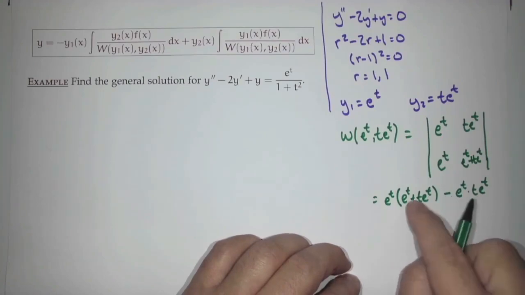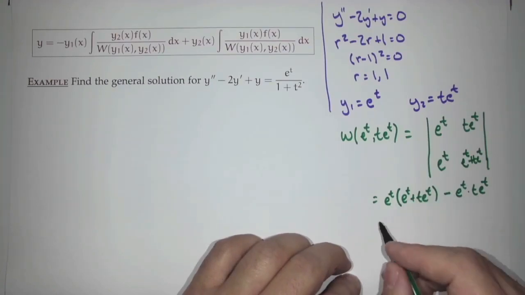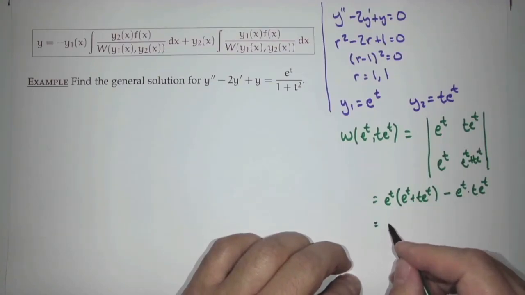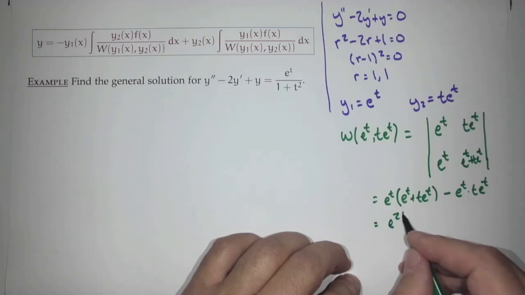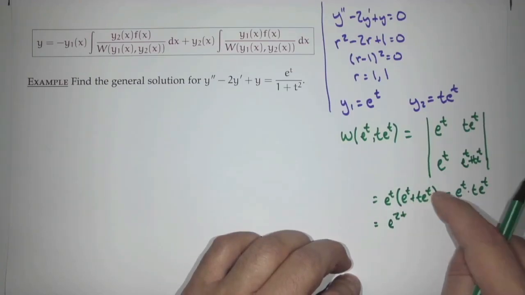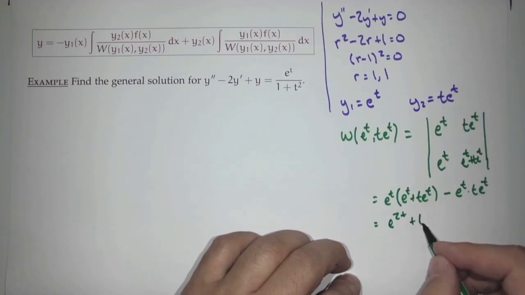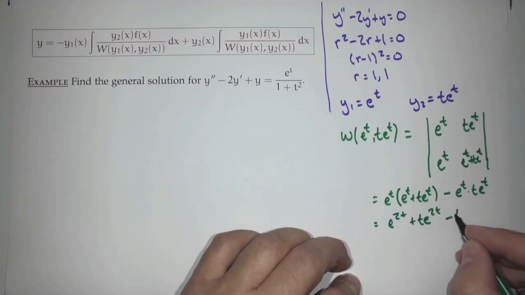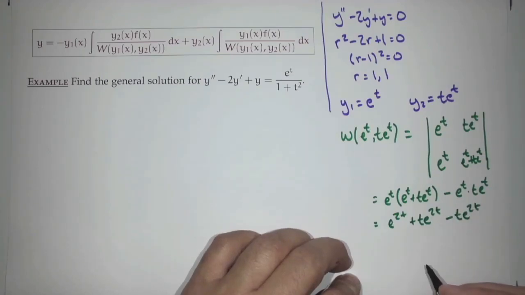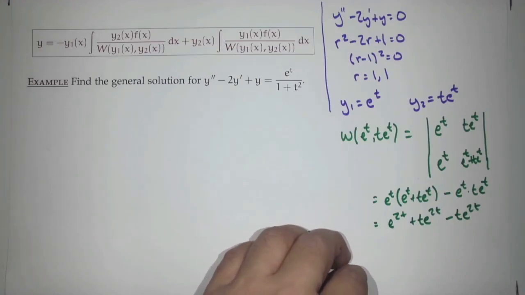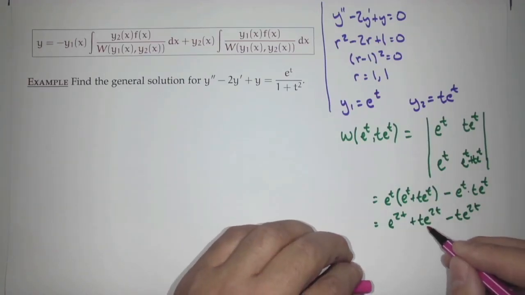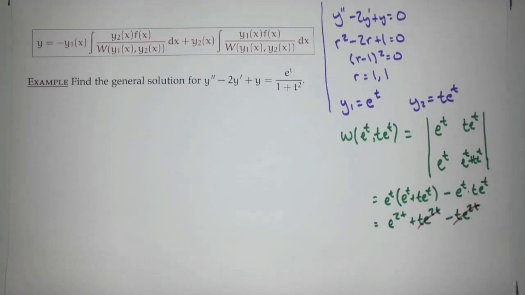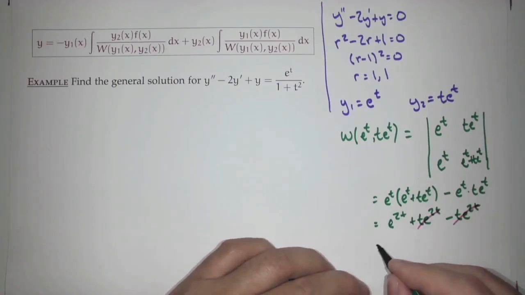Okay, let's multiply this out. e to the t times e to the t is e to the 2t. e to the t times t e to the t is t e to the 2t. e to the t times e to the t, then t e to the 2t. What do you see? Cancellation. Almost as if it was meant to happen. Because it was meant to happen.